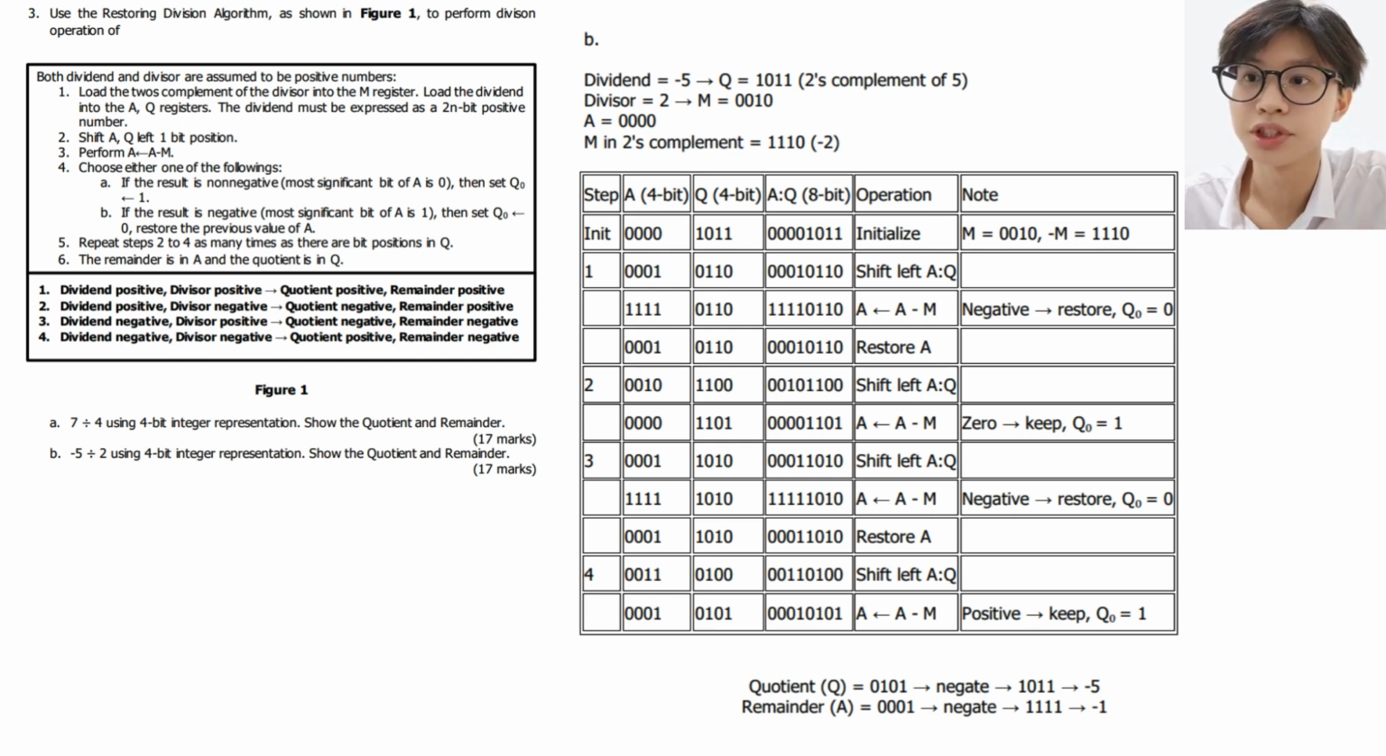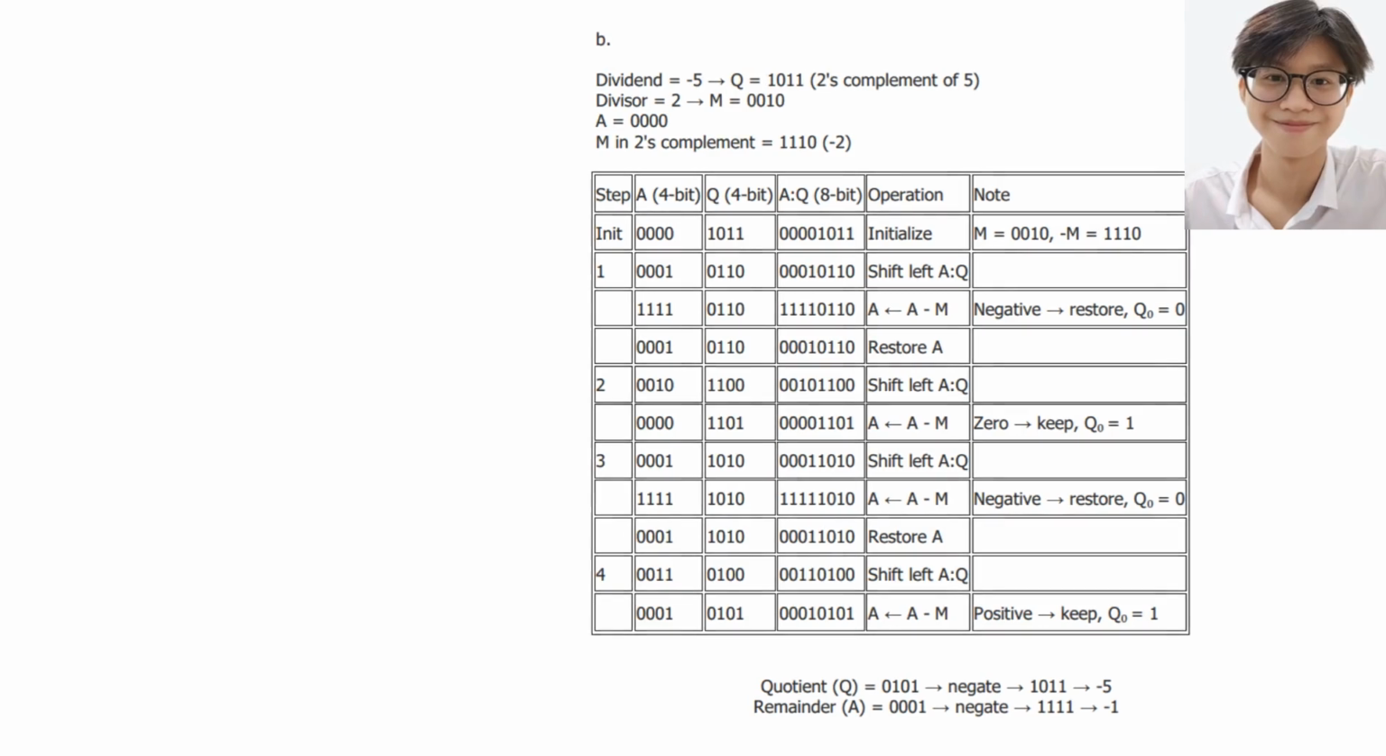The quotient in Q is 0, 1, 0, 1, which is 5. But since the original dividend was negative, we negate the quotient and get 1, 0, 1, 1, which is negative 5. The remainder in A is 0, 0, 0, 1, which is 1. So we also negate the remainder to follow the rule, giving 1, 1, 1, 1, which is negative 1. So the final result is negative 2, remainder negative 1.